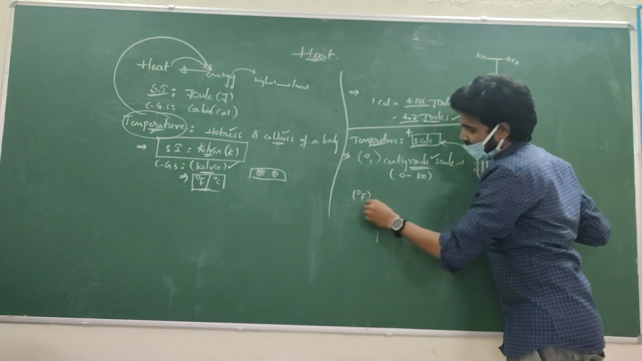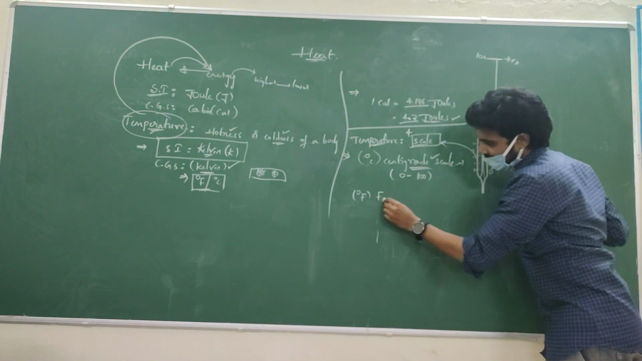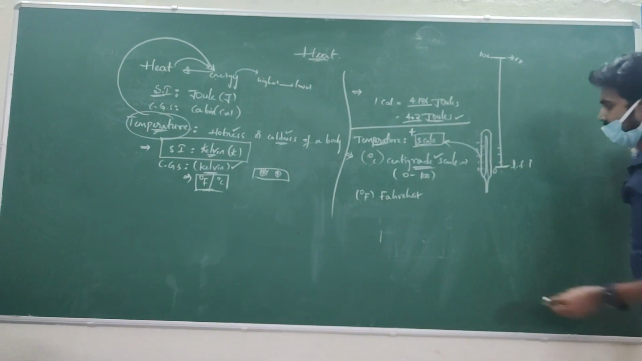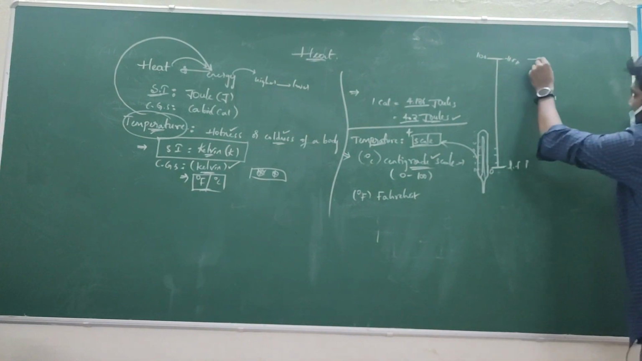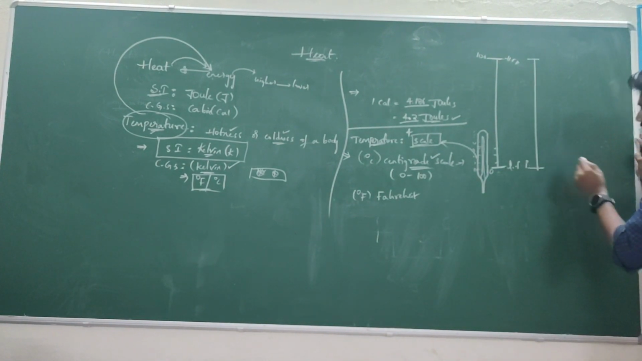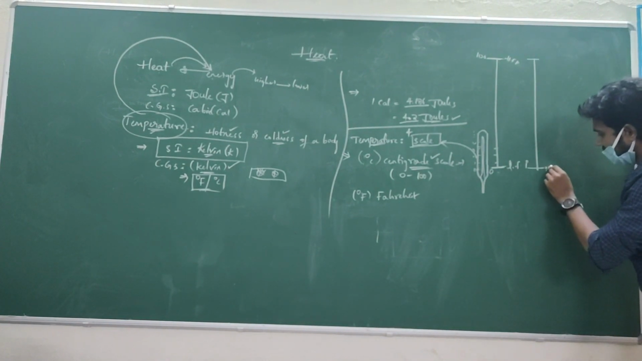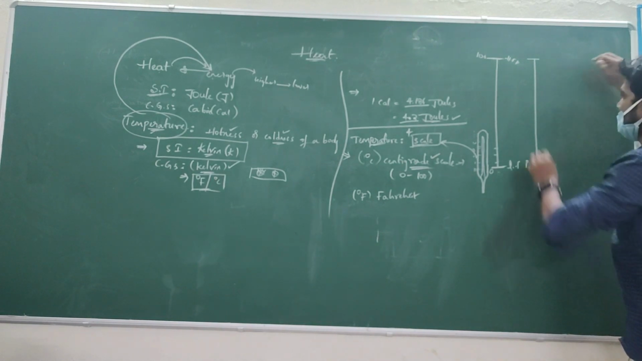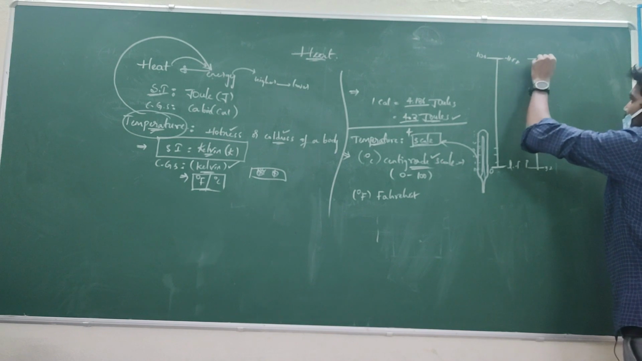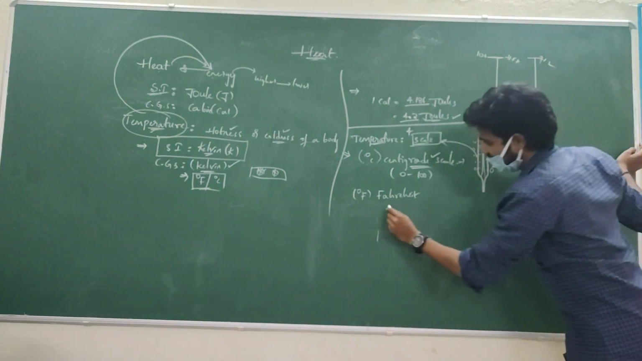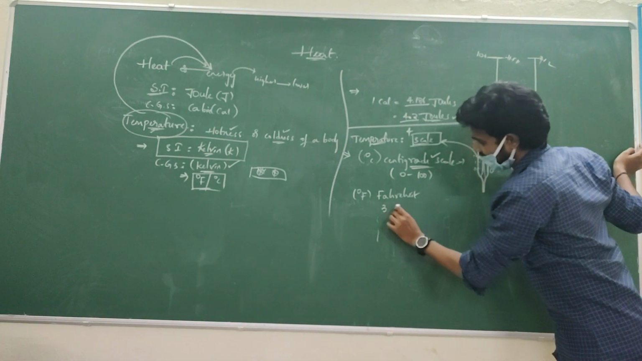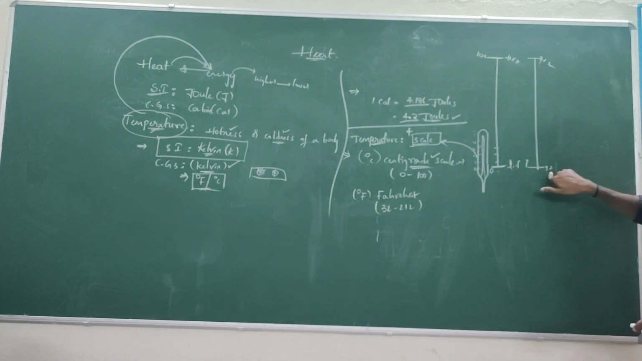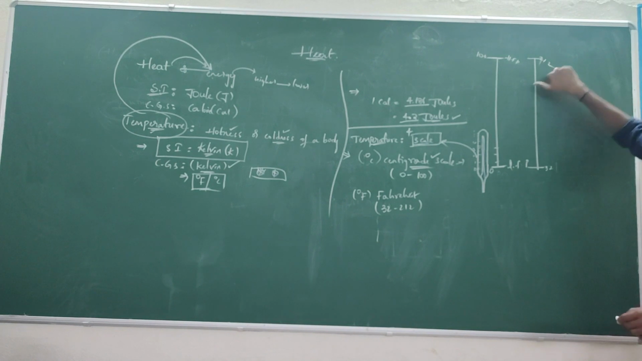Now if you consider the degree Fahrenheit scale, same measurement, same scale, but this begins with 32. Low fixed point begins with 32 and ends with 212. So overall 32 and 212. So low fixed point is 32 and higher fixed point is 212.